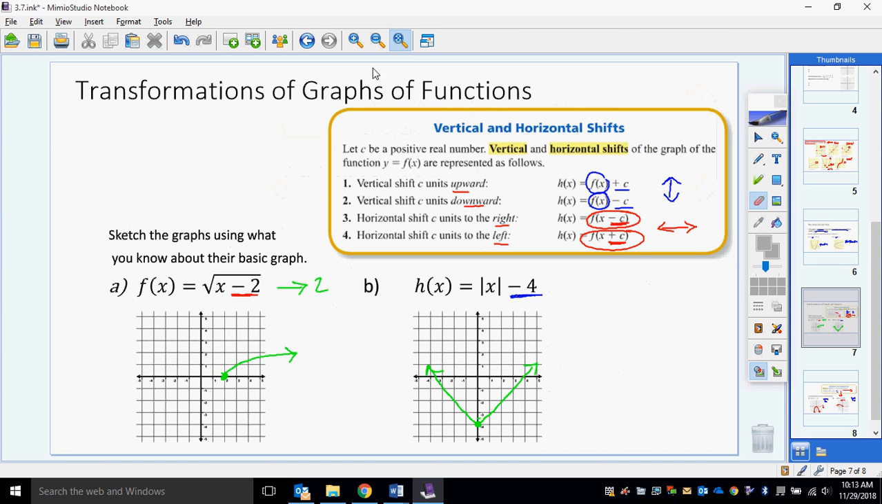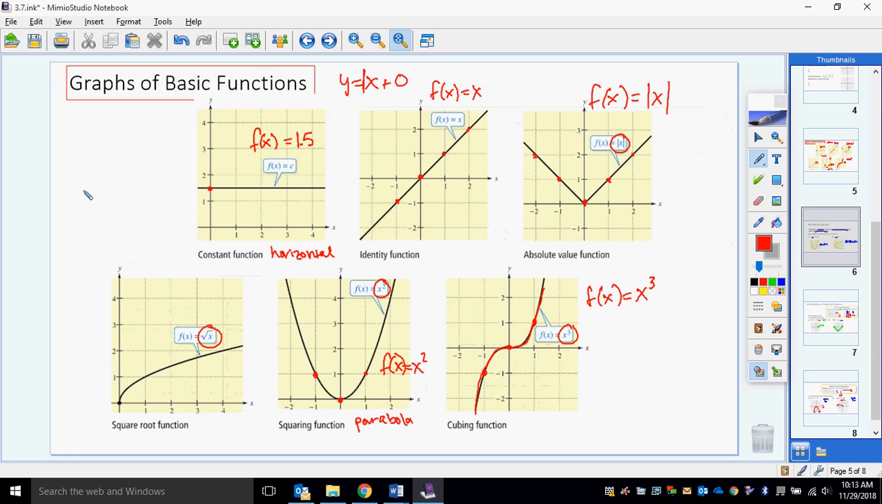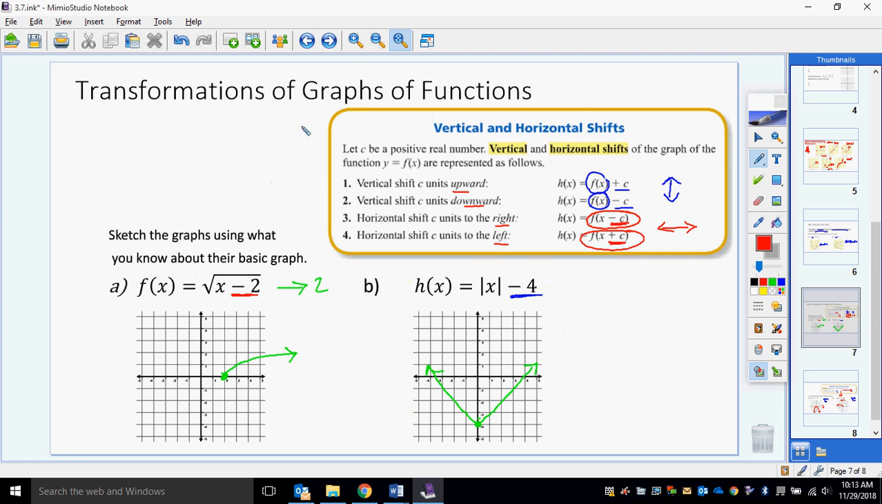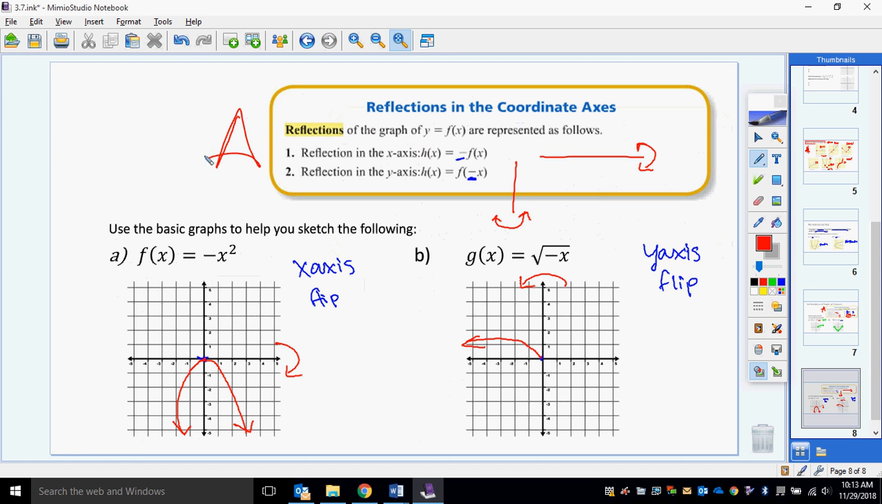So this slide here, super helpful to you, knowing what all the basic functions do. This chart, super helpful to you, vertical and horizontal shifts. And this chart here is super helpful for reflections.